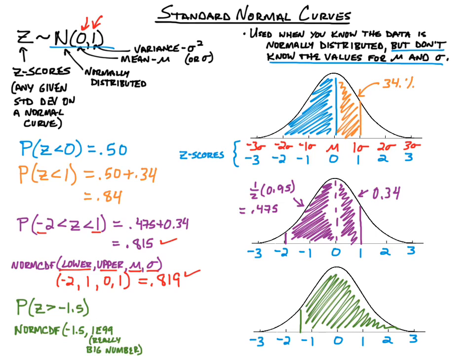Here our data is looking up to 3, so any big number, 100, 200, 300, 1,000, will work. Then we want the mean, which again is 0, and the standard deviation, which is 1, and when we punch that in, we get a value of 0.933. Okay, so that's how we can use our standard normal curves.